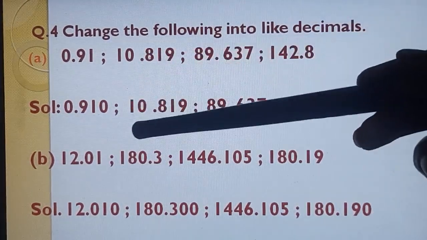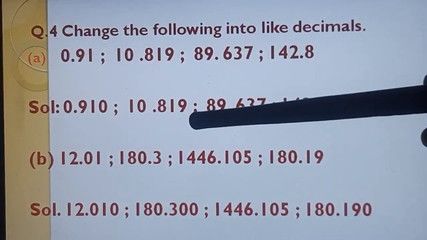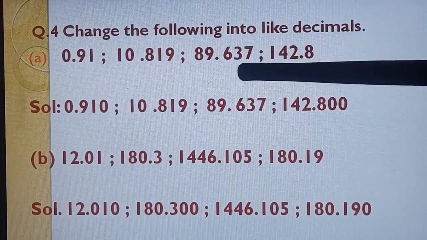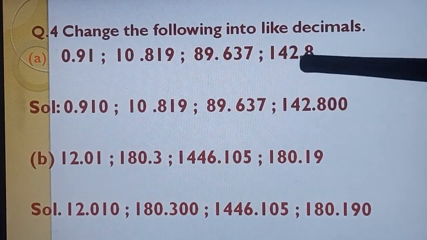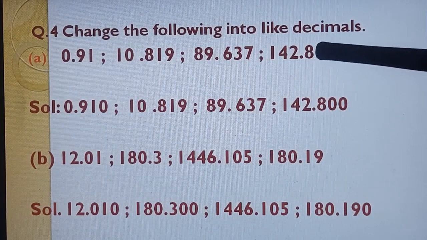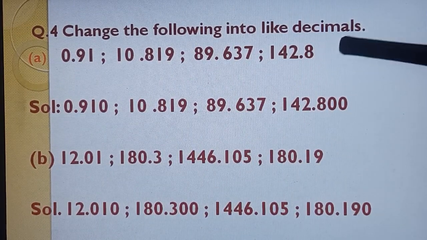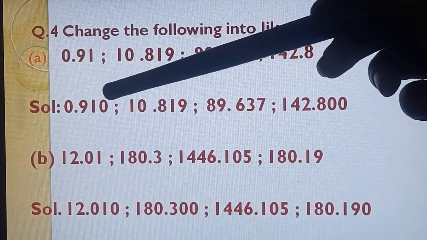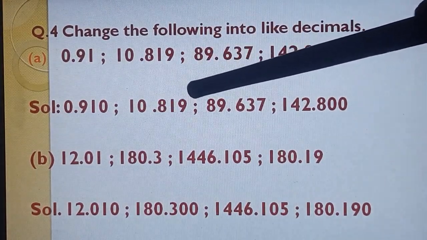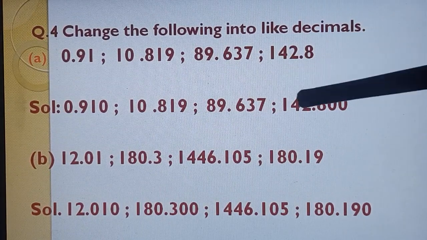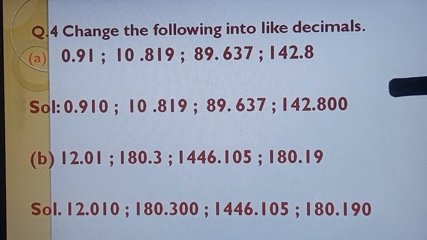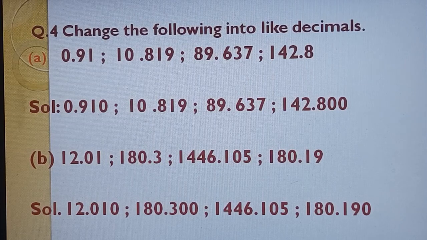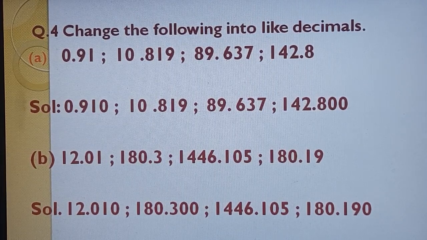Okay. Next is 10.819, 89.637, 142.8. Now after 8 we will put 2 zeros. Now look here, after the decimal there are 1, 2, 3 places, and so on for each number. You have to check after the decimal, not the whole number part, only the decimal parts. Right.